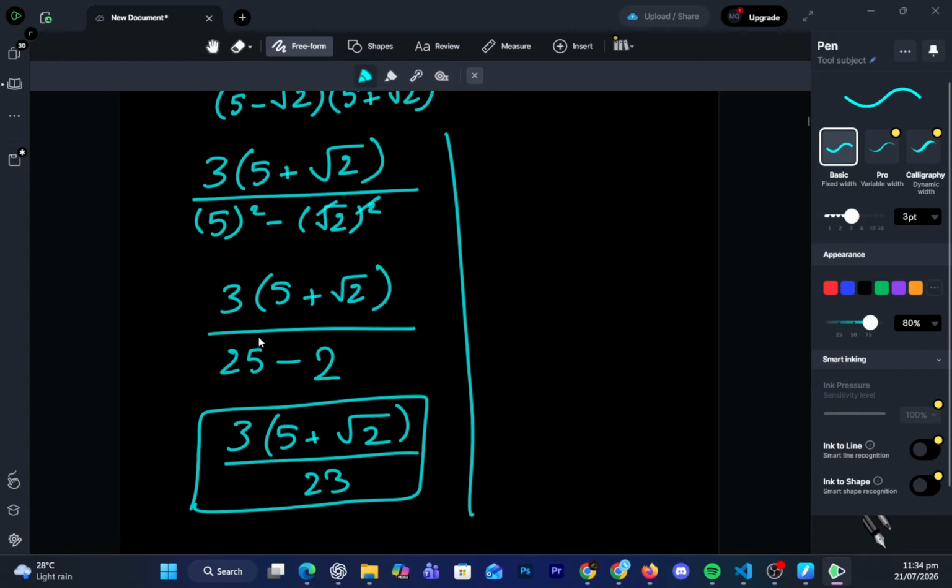Now before we finish, let's quickly review today's lesson. Whenever the denominator contains 2 terms, never multiply by the denominator itself. Instead, multiply by its conjugate. Doing this removes the surd from the denominator and produces a rational denominator. This technique appears regularly in Cambridge O-level and IGCSE examinations. So make sure you practice it until you feel confident.